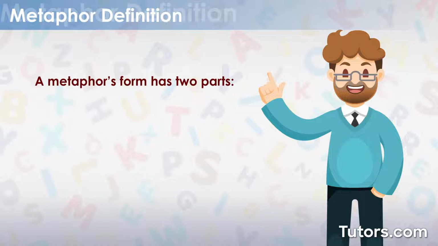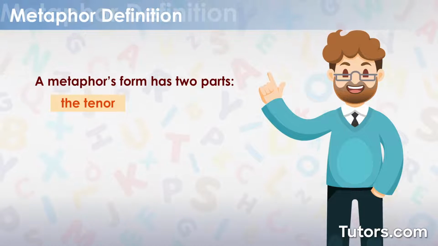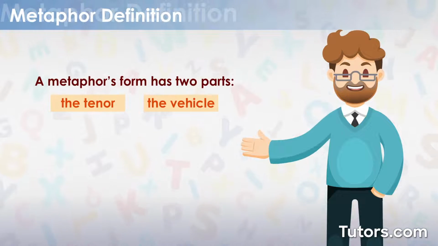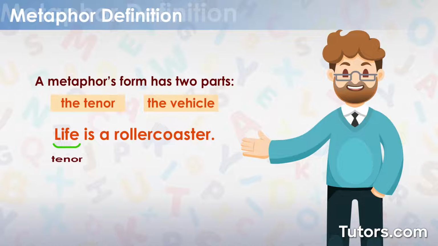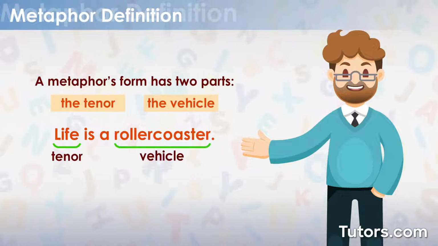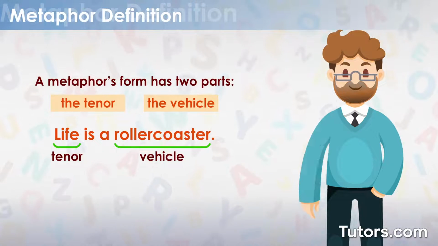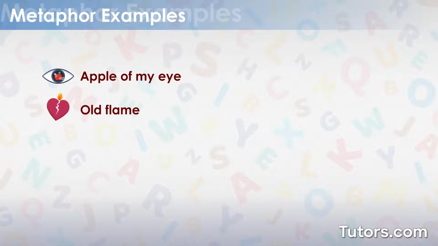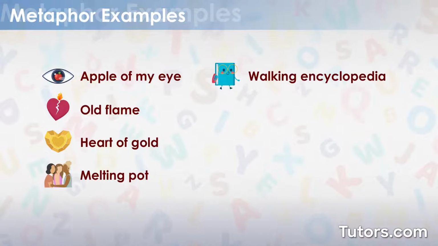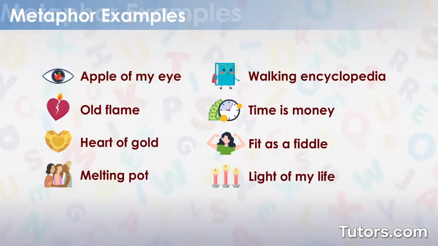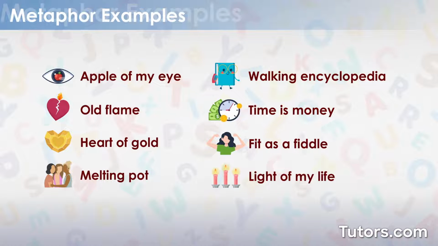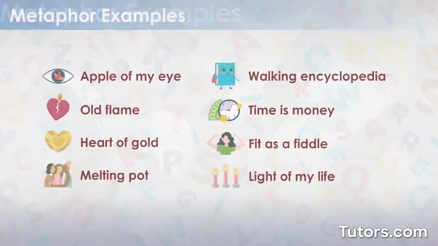A metaphor's form has two parts, the tenor and the vehicle. In the metaphor, life is a roller coaster, the tenor is life, and the vehicle is roller coaster. Here are several common examples of metaphors. Time is money, fit as a fiddle, and light of my life are all metaphors.